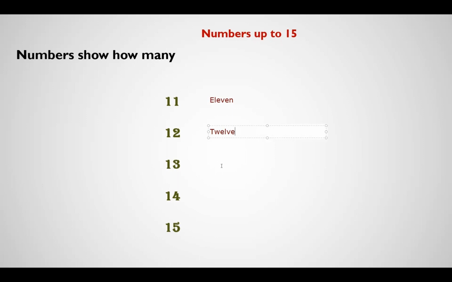12. Then we start the family of teen. They end with T-E-E-N. It starts from 13. So 13 is T-H-I-R, then put teen, T-E-E-N. Again, 13 is T-H-I-R, T-E-E-N.